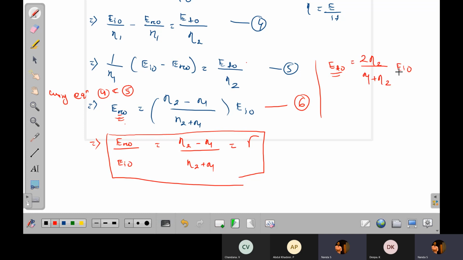Okay. So if we know the incident wave and the impedance of both the mediums, then we can know how much wave will be transmitted and how much wave will be reflected back. So that implies it can be written as ET0 divided by EI0 equals 2 eta 2 divided by eta 1 plus eta 2, okay, that is equal to small tau.